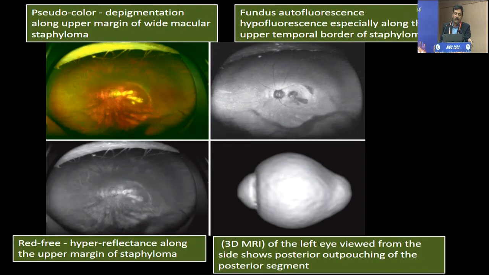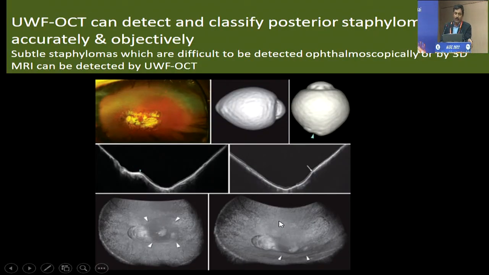This is a multicolor imaging, the pseudo color, autofluorescence, the red free images, and this is a 3D MRI showing the staphylomatous changes. This is a depigmentation at the edge of the staphyloma. This is a hypofluorescence at the edge of the staphyloma due to the pigmentary alterations. And this is a red free image which is showing hyperreflectance. And this is a 3D MRI showing an outpouching. Sometimes the subtle staphylomas, which can be difficult to pick up on 3D MRI as well as color photograph, can be picked up on ultra wide field OCT.